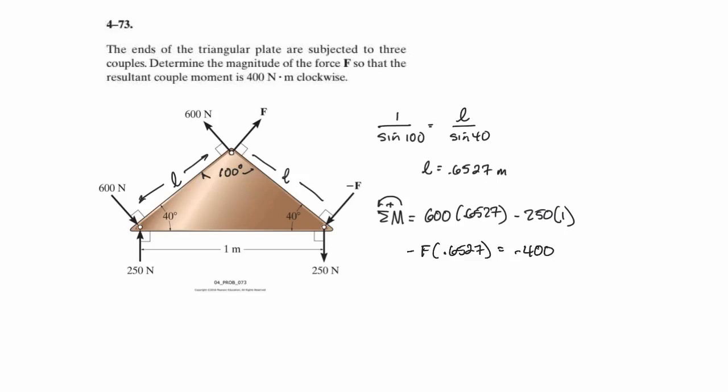Now I have one equation with one unknown. I should be able to solve that for F is equal to 830 newtons. And that's the answer that we're looking for. So again, it's fairly simple to try to do something like that. We will be using these couples in a variety of problems as we go forward. So it's a pretty important concept for us to understand.